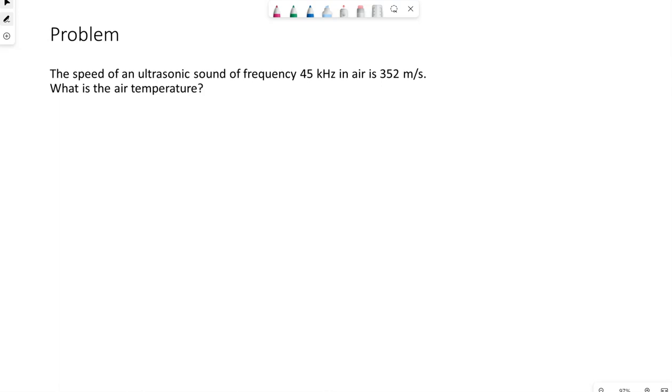We have an example problem here. The speed of an ultrasonic sound of frequency 45 kilohertz in air is 352 meters per second. What is the air temperature? So we've been given frequency, we've been given the speed of this sound. All right, we want the temperature.